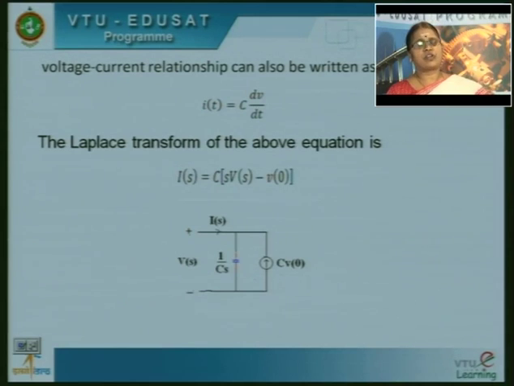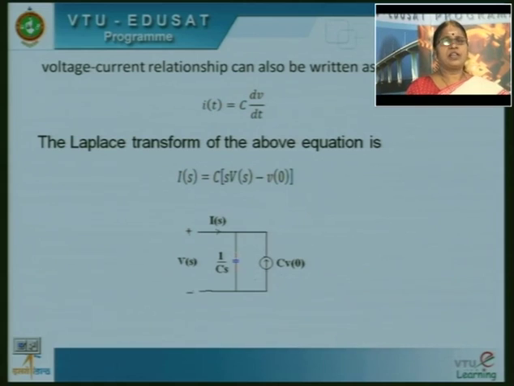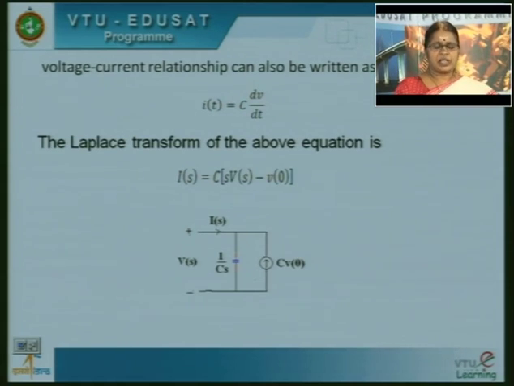Here when we solve the problems, we make use of this concept. We write the transformed network of the given network and try to write the equations directly in S domain.